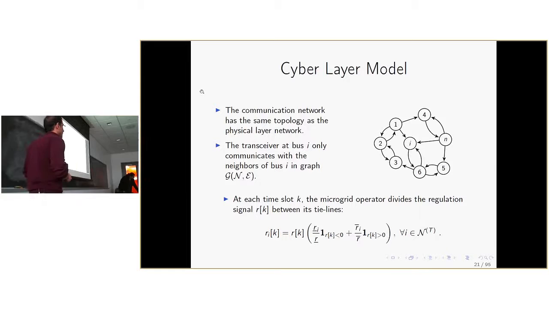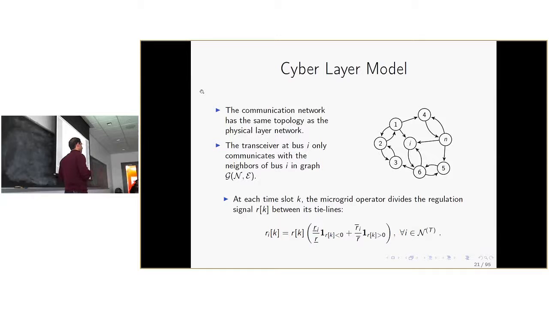Is the communication graph directed or undirected? It's directed. It's not symmetric, meaning if I talk to you, you may not be able to talk to me. One way is necessary, the other way is not necessary. That's my understanding this time, yes.